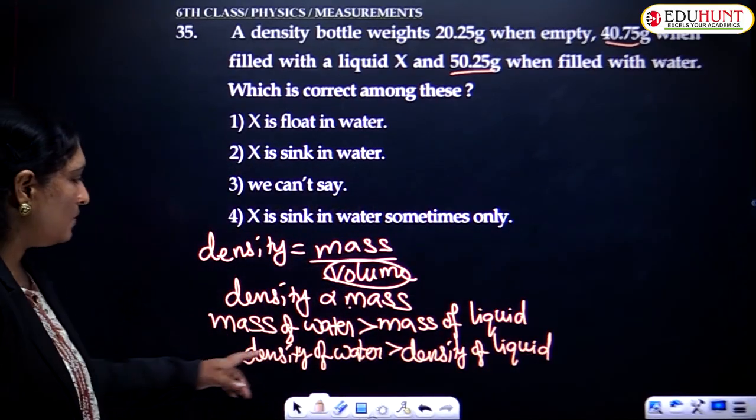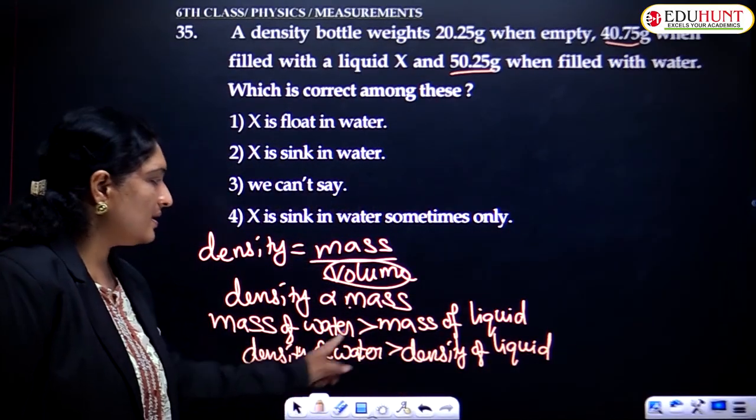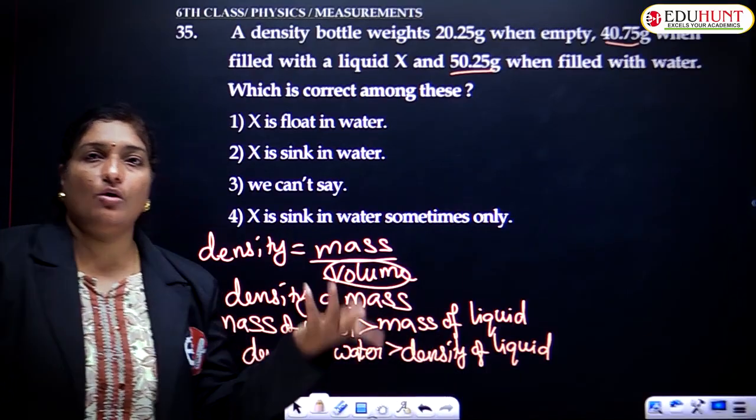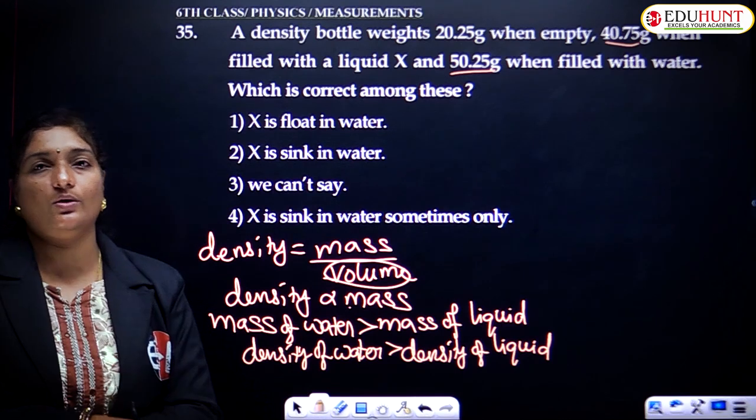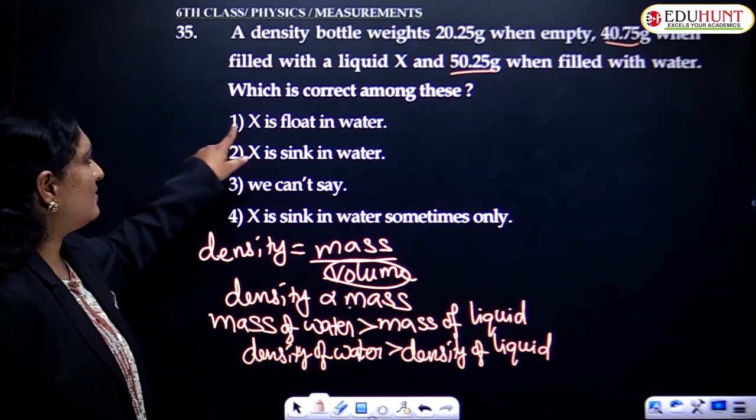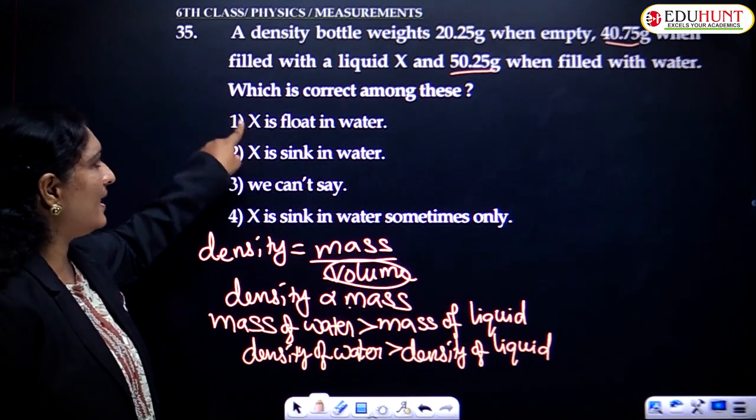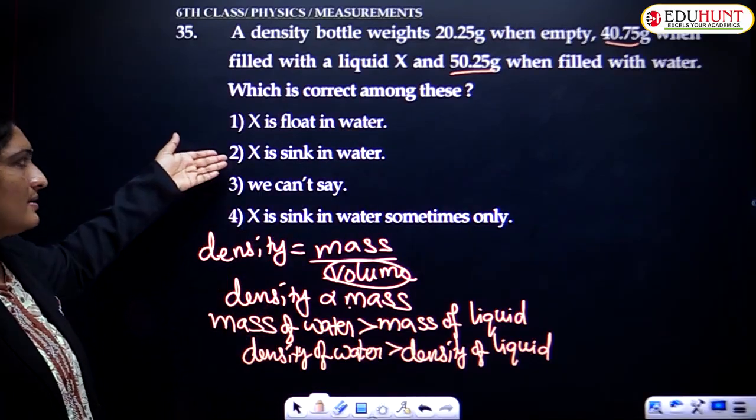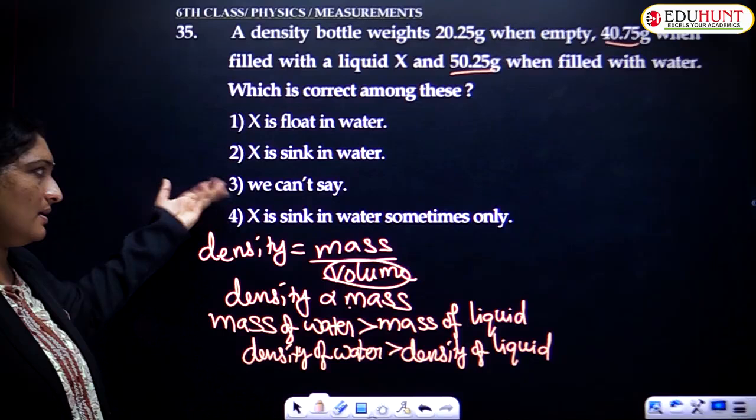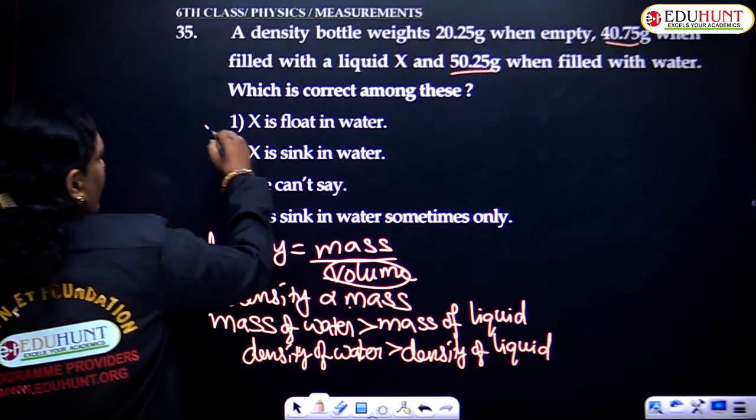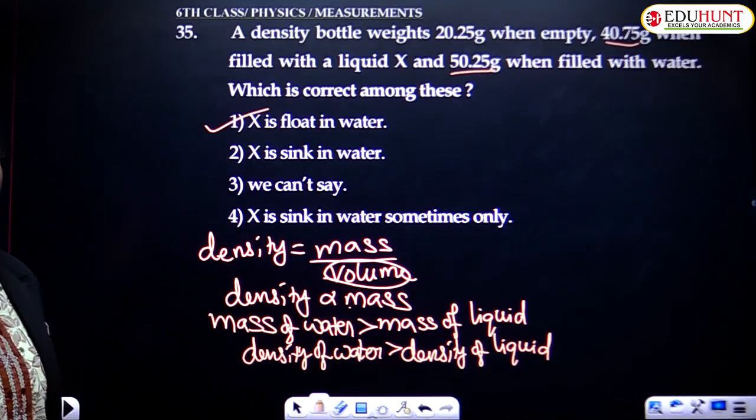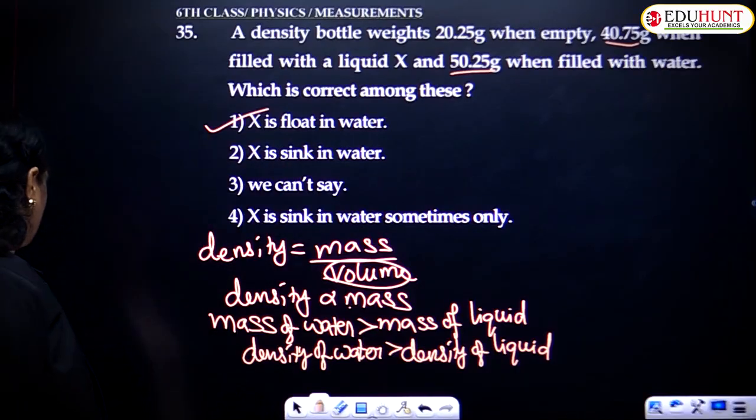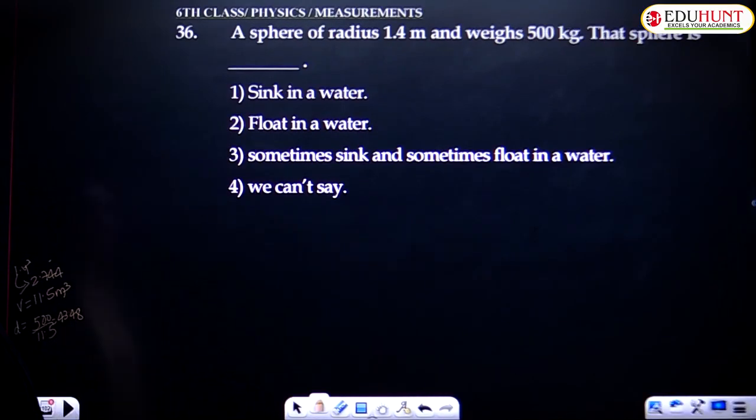So whose density is more? Water density is more. So since water density is more than the liquid, obviously liquid will start floating on the water. So the name of the liquid was given as X. So X is floating in water. Clear? So X floats on water. Can we say? Yes, of course we can say. So X will float in water because the density of the liquid X is lesser when compared to the density of water. Moving ahead, question number 36.